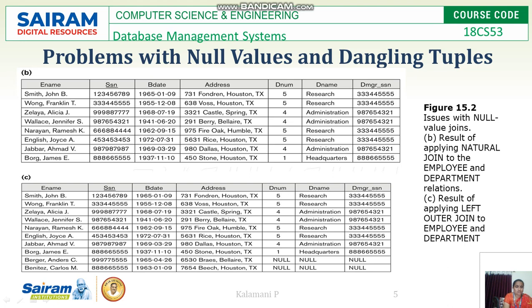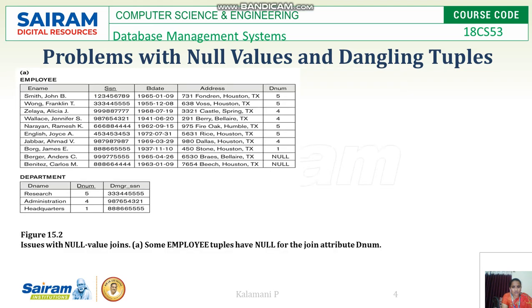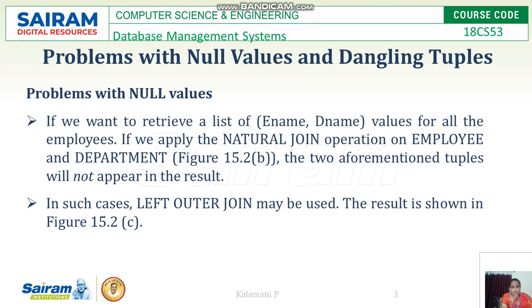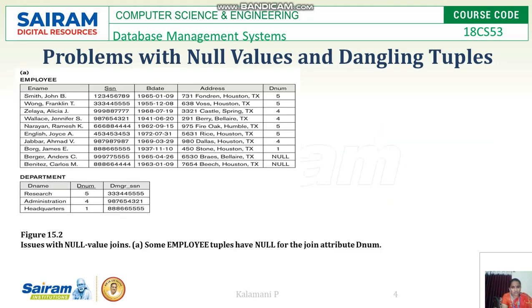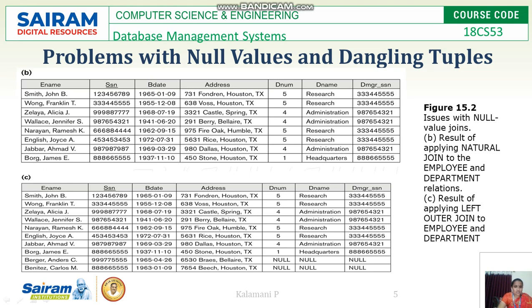Okay, after decomposition, if we join with natural join and some attributes have null values, it is going to lose some tuple values. So in order to get those tuple values, we can't go for natural join. We should go for a left outer join. If we apply the left outer join, we get the last tuples with the department number null, department name null, and department manager SSN null.